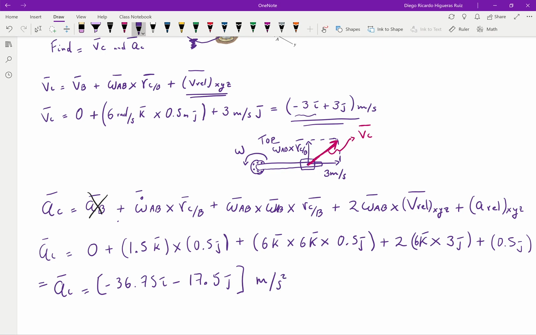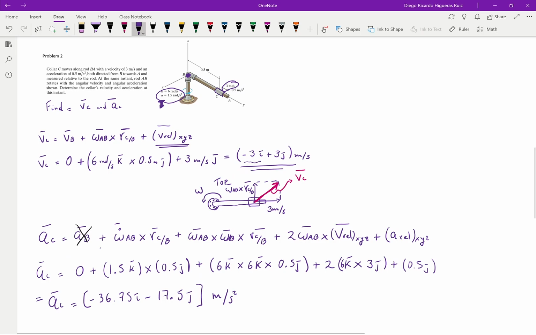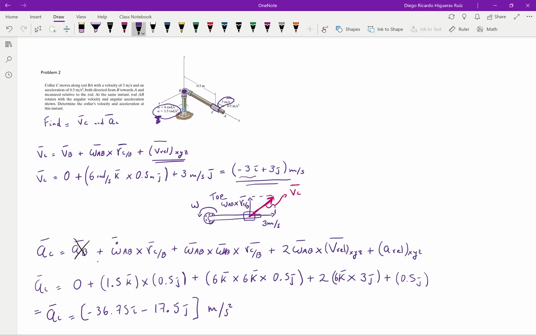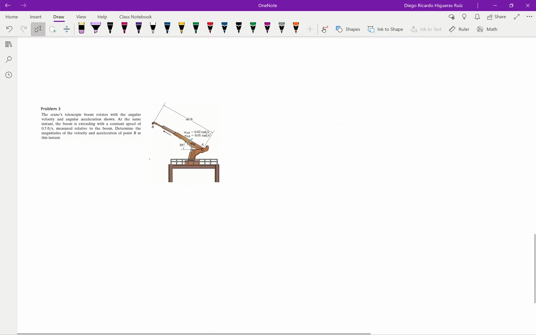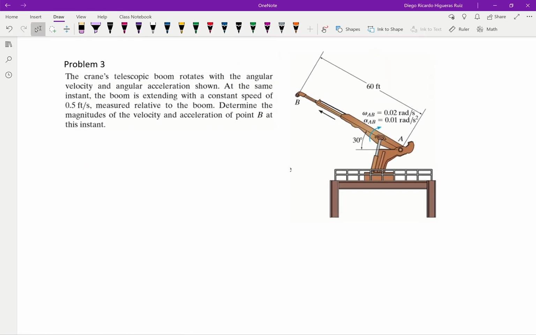All right, so problem number 2 is done. Pretty similar to problem number 1, but now probably we're having a better understanding of this type of problems and how they need to be analyzed. Okay, so now we're going to proceed to do the last problem.